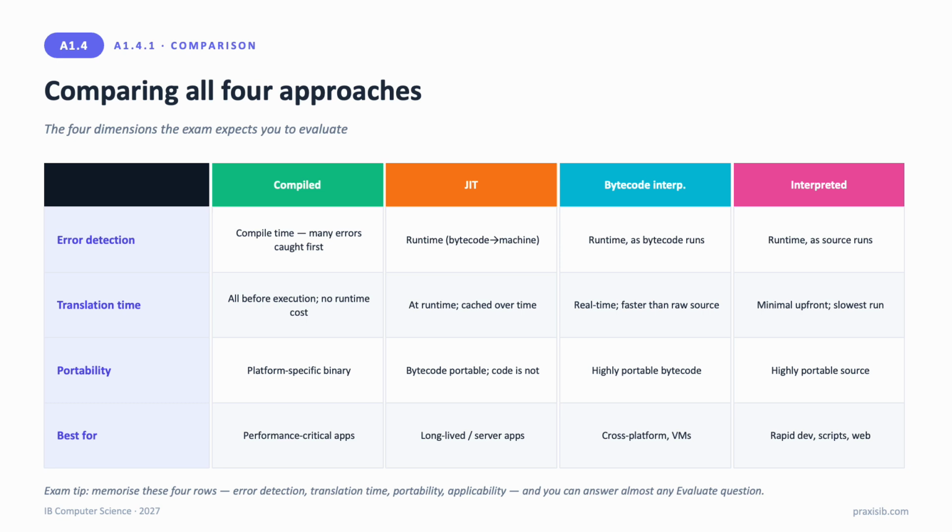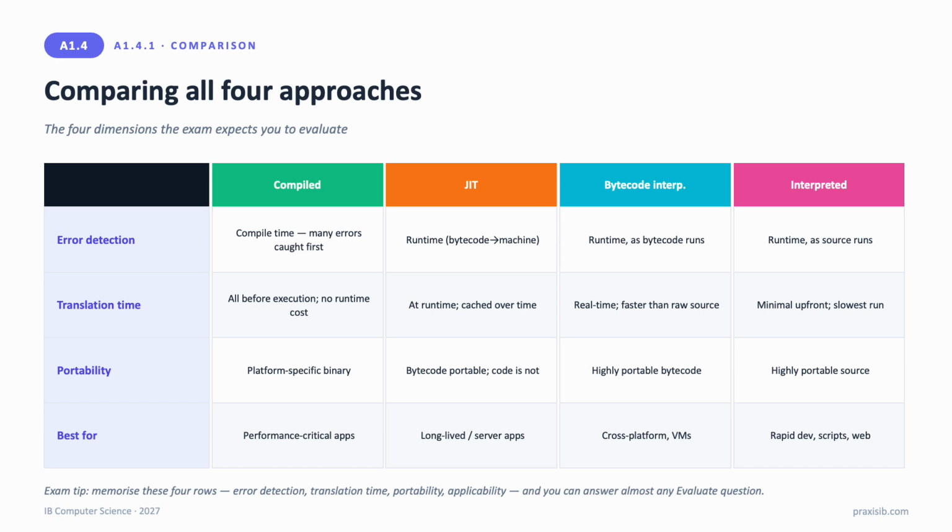This is the slide to screenshot. It pulls everything together into 4 dimensions. These are the 4 dimensions you use when you evaluate. Let's read across them. The first dimension is error detection. The question here is simple. When are mistakes caught? For compiled languages, mistakes are caught at compile time.